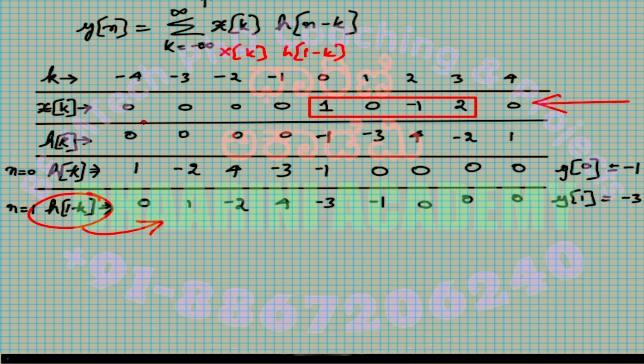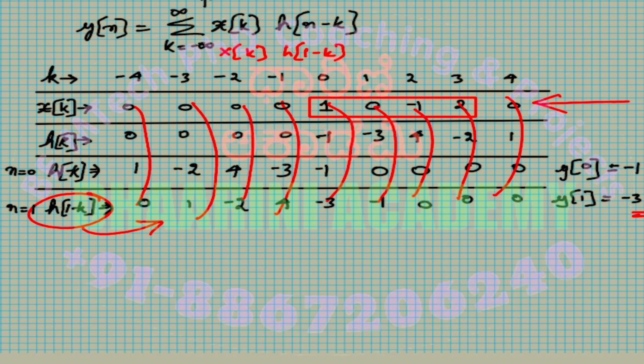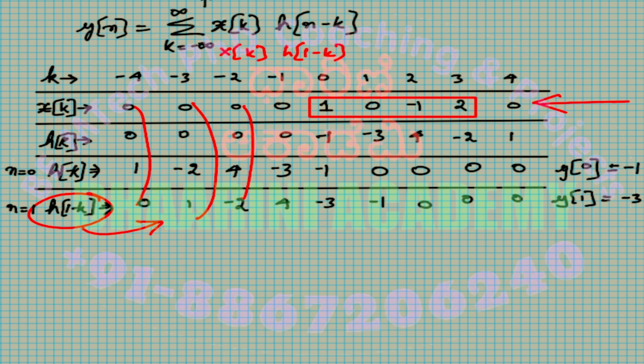Okay, multiply term by term. So 0 into 0, 1 into 0, 0 into this, 0 into this. Now you see 1 into minus 3 is minus 3. Then you have to actually add all the products, but other terms are zeros. 0 into minus 1, etc. So because of that, now you got the answer is equal to minus 3. Okay, right? So that's how you calculate. Every time you shift the flipped sequence by 1 unit.